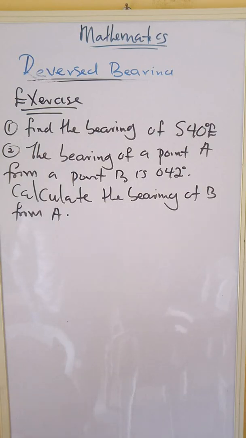This is exercise on bearing. I just give you only two. Find the bearing of 40 degree southeast. The second one, the bearing of a point A from a point B is 0.42. Calculate the bearing of P from A. So this is your exercise. Try it.